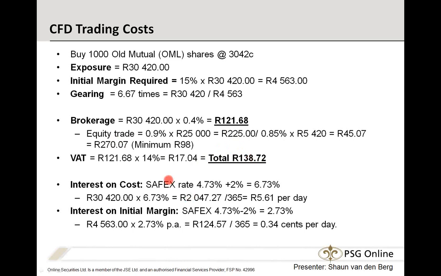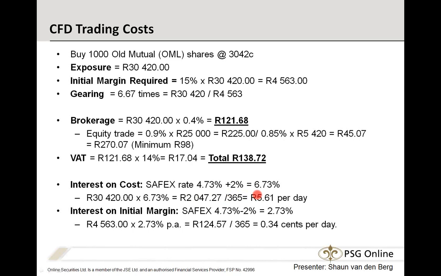So in this situation, remember I said your interest cost is roughly about 4.73%. And this is on a daily basis. It does change. It gives you an idea. That's my prime less 2%, I guess it's 6.73%. That's my exposure for 30,420 rand times that interest rate, that's 2,047 rand if I had held for the whole year. Okay. So that's divided by 365. There where it works out, 5.61 per day. So on a daily basis, that's what I've been charged.